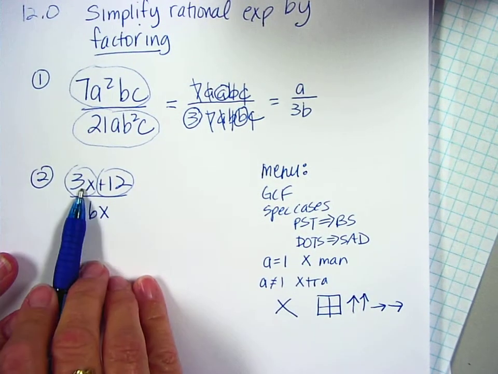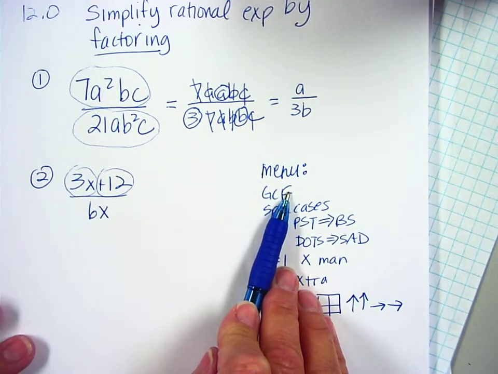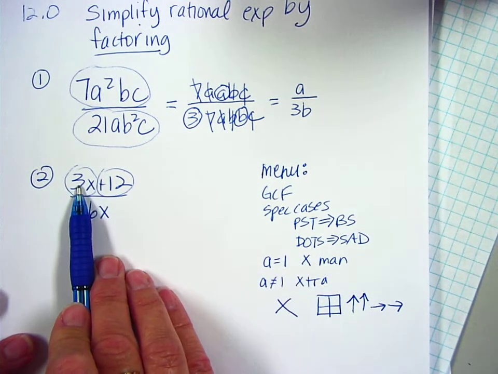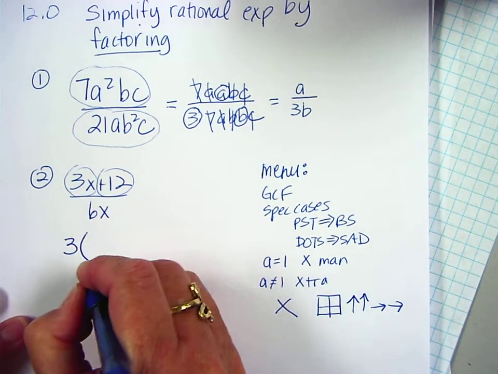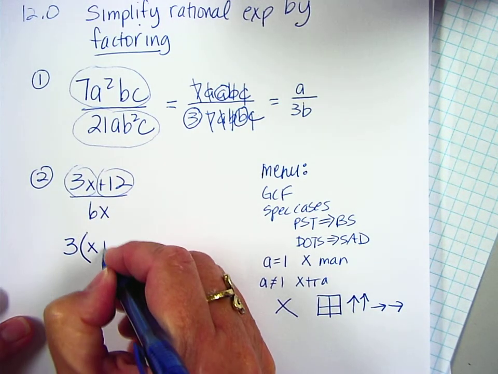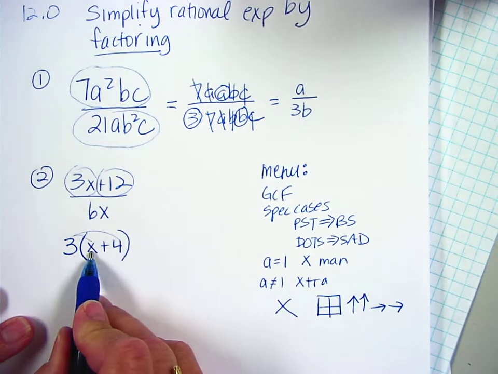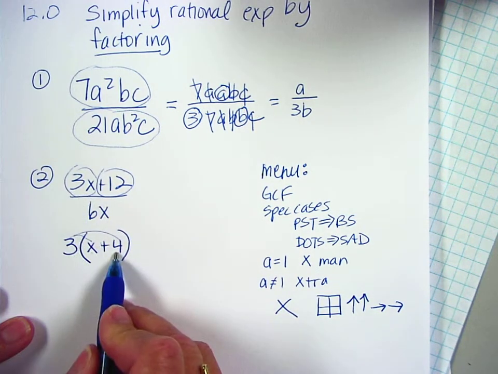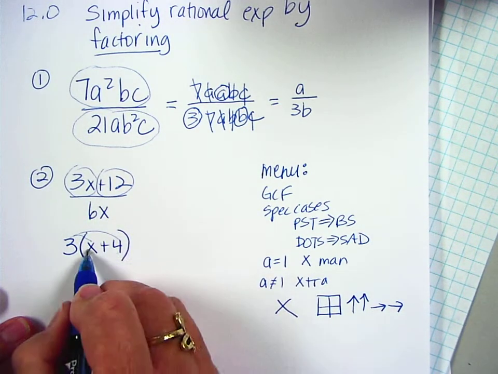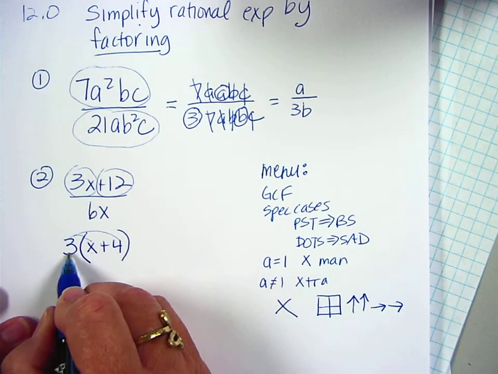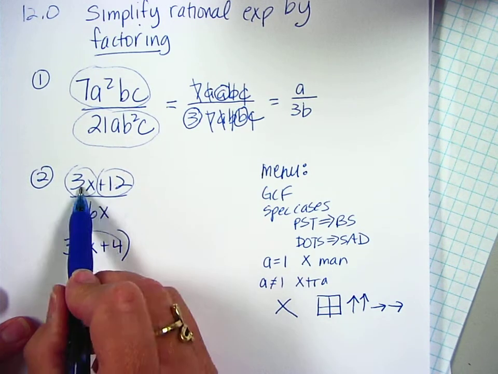Well, start at the beginning. This is a polynomial. I'm going to go to my menu. Is there a greatest common factor? There is. I can pull a 3 out of here and a 3 out of here. So I'm going to take out that 3, and what's left is x plus 4. Because if I do my distributive property, I get 3x and I get 12, positive 12. And I know that that's the largest factor because x and 4 don't have any factors in common. So 3 is the largest factor that these 2 terms in this binomial share.